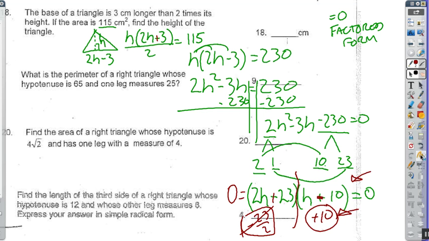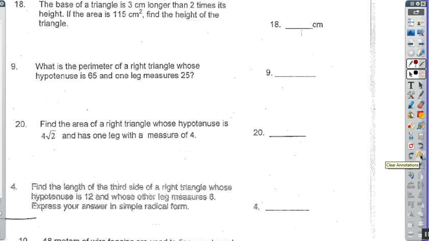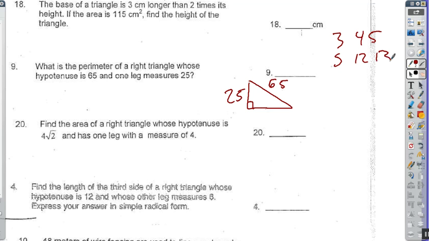All right, next problem. What is the perimeter of a right triangle whose hypotenuse? Oh, great. Finally, an AA Pythagorean theorem problem. So we have 65, one leg is 25, and we know this is a right triangle. And right now, you should be thinking, this must be a Pythagorean triple. And the most likely Pythagorean triples are 3, 4, 5, 5, 12, 13, 8, 15, 17.